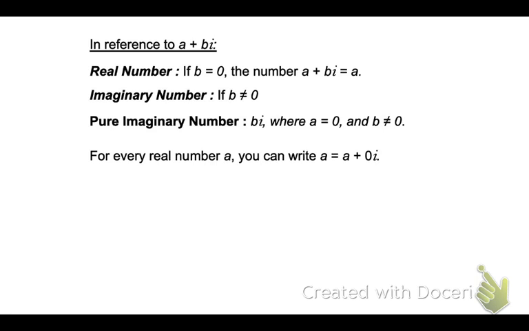Okay, real numbers. A real number is just the a, isn't it? For an imaginary number, b cannot be 0 in a plus bi. A pure imaginary number is when a is 0. It's just bi. It's called a pure imaginary number. And for every real number, could I write it in a complex form if I wanted to? Yeah. How many i's are there? 0. It's just like when I have y equals mx plus b and there's no b, what's really there? 0, right?